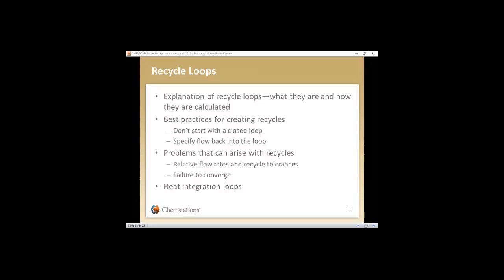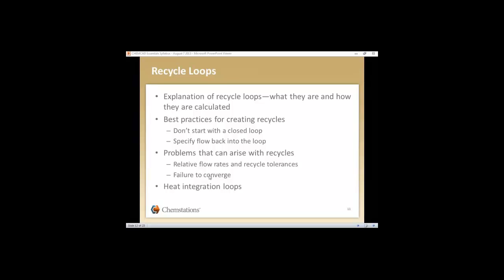We've seen some of the problems that can arise with recycles. We saw what happens if you have a large flow of one chemical and a small flow of another chemical. Another situation where you might have that problem, if you're doing blowdown on a cooling water, you might have calcium carbonate or some other solid in a small flow. You'll want to use a tighter tolerance to do that. We've seen what happens when a recycle fails to converge.